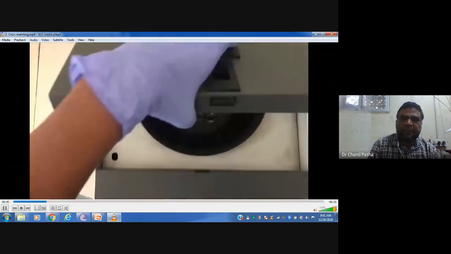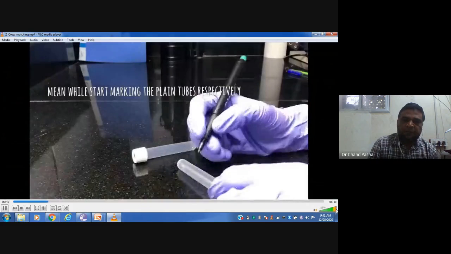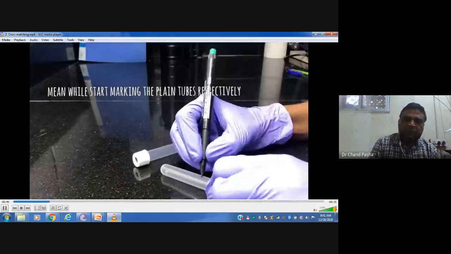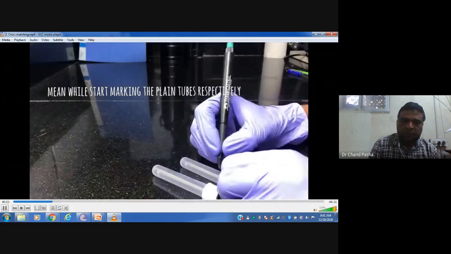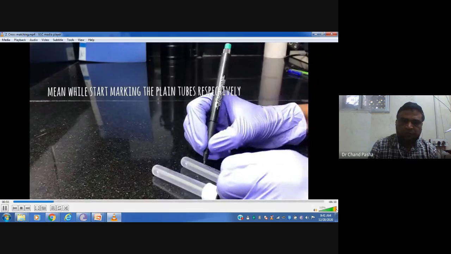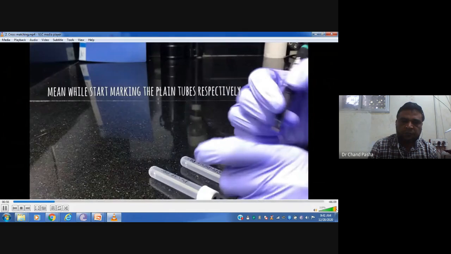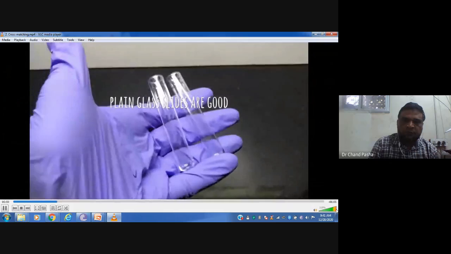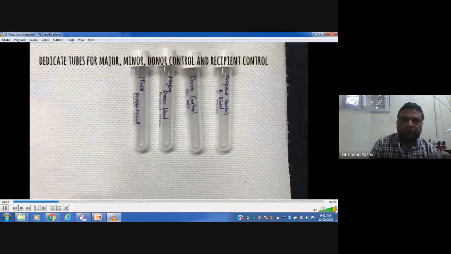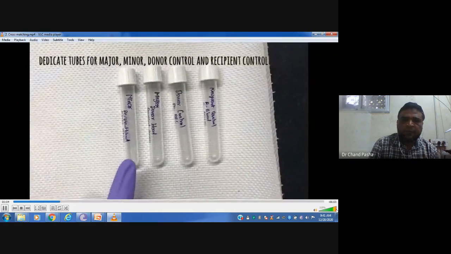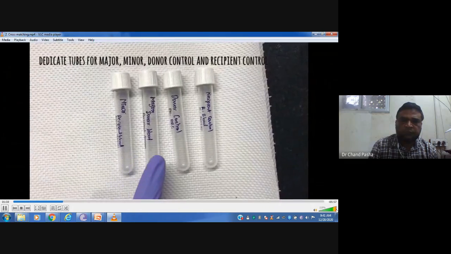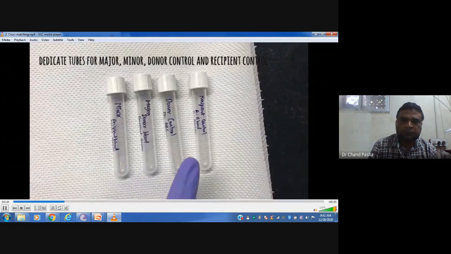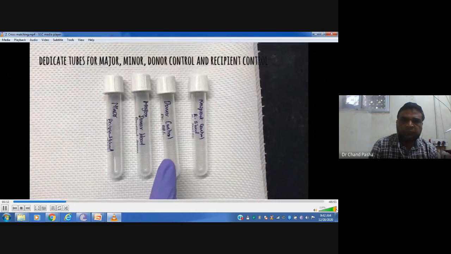We are separating RBC as well as serum from donor as well as recipient. While the centrifugation is going on, start marking the test tubes. Any sort of clean test tube can be used for RBC washing. After the centrifugation is done, take clean glass test tubes and start marking them as follows: donor blood recipient serum as major, recipient blood donor serum as minor.